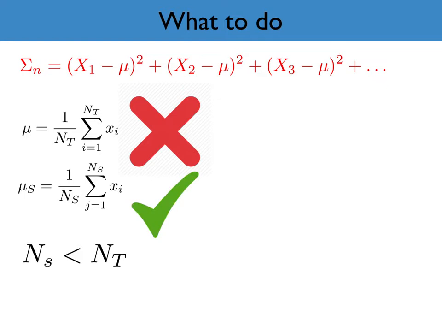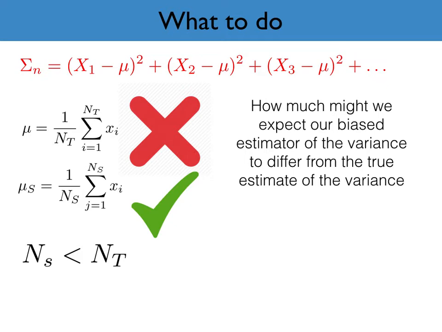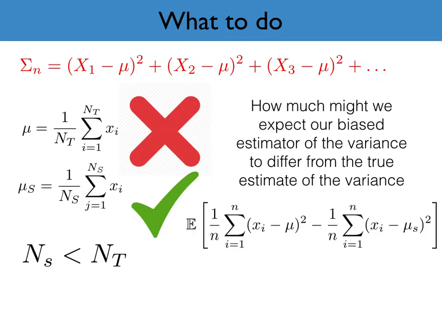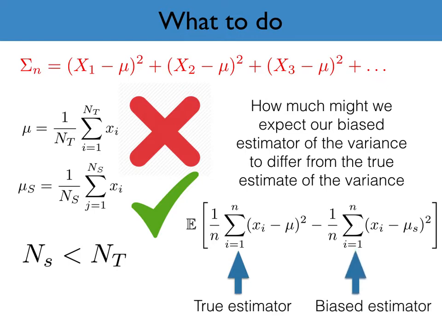The second quantity is what we call a biased estimator for the true expectation. The question that we should thus ask is how much would we expect a biased estimator of the variance, a variance that was calculated using our biased estimator for the expectation, mu_s, in place of the true expectation, to differ from our true estimate of the variance? In other words, what value would we expect this expectation to take? Notice that this expectation measures the difference between the true estimate of the variance, that is calculated using mu, and the biased estimator of the variance that is calculated using mu_s.